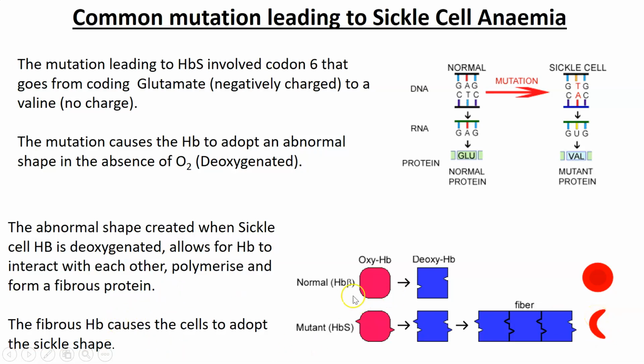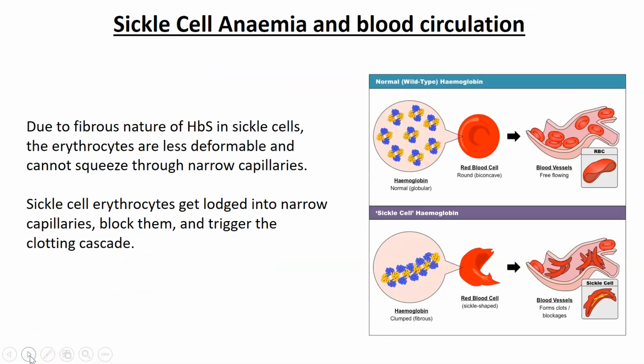So in the absence of oxygen, the hemoglobin conforms to this fibrous structure, which leads to the formation of this shape of red blood cells. Here's a picture of a normal hemoglobin. You can see individual units of hemoglobin. And this is hemoglobin S, the mutated form of hemoglobin, which gives rise to sickle cell.